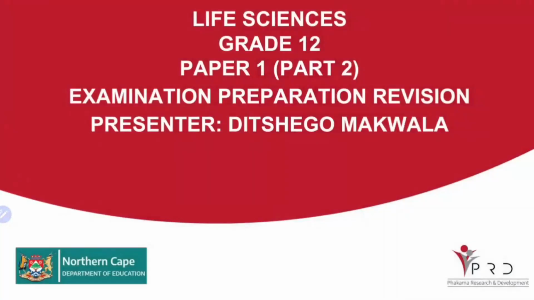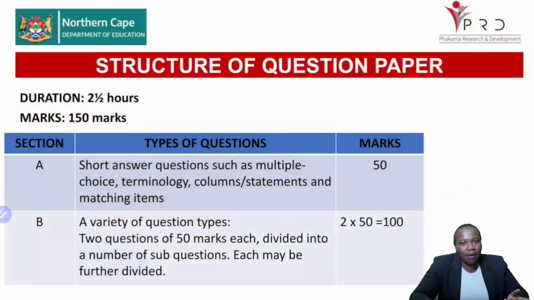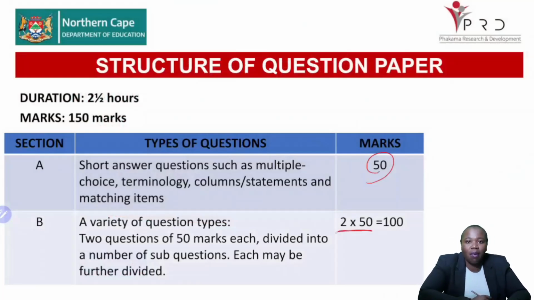All right, so just a reminder of your exam question paper structure. Remember, this is the paper out of 150 for your final examination, just as it was during your prelim. 150 marks for 2.5 hours. And remember, this is made up of section A and section B, whereby in section A we have short questions that make up to 50 marks, and in section B we have question 2 and question 3. Question 2 and 3 each have 50 marks, giving us 100 marks, and that will make a total of 150.